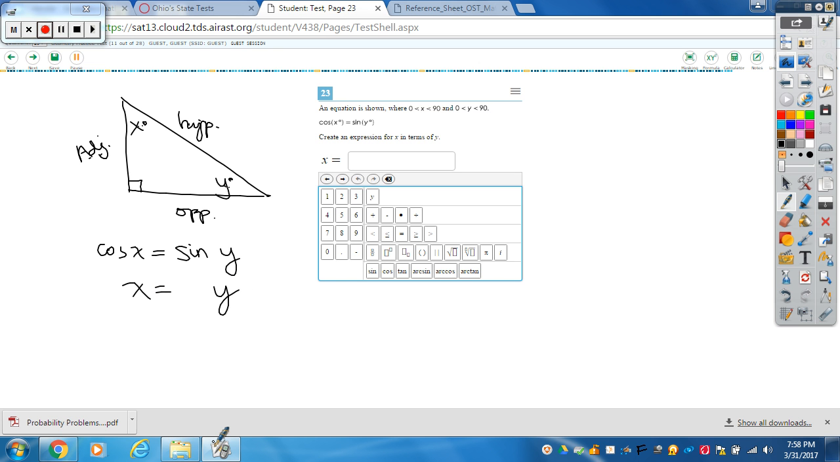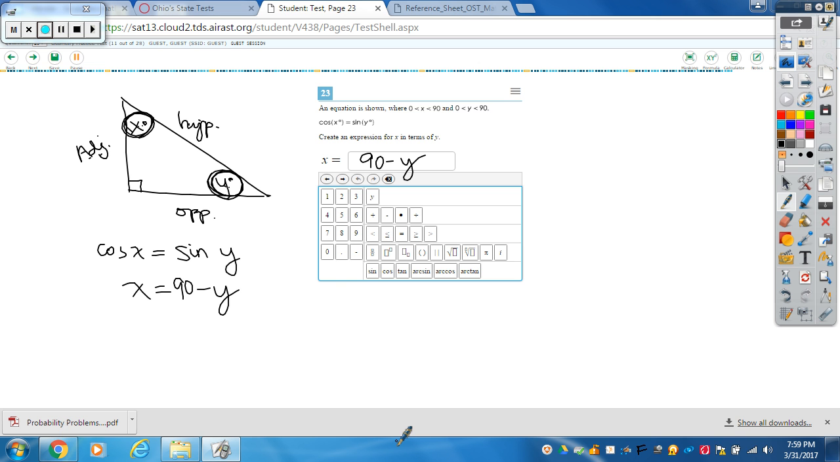Well, the relationship is, if I know what x is, let's say it's 20 degrees, how do I find y? It's just going to be 90 minus that, okay? So that's what we're going to fill in there. X and y always have to be the complements of each other in order for the two functions, the sine of x and the cosine of x, to be equal. Okay?